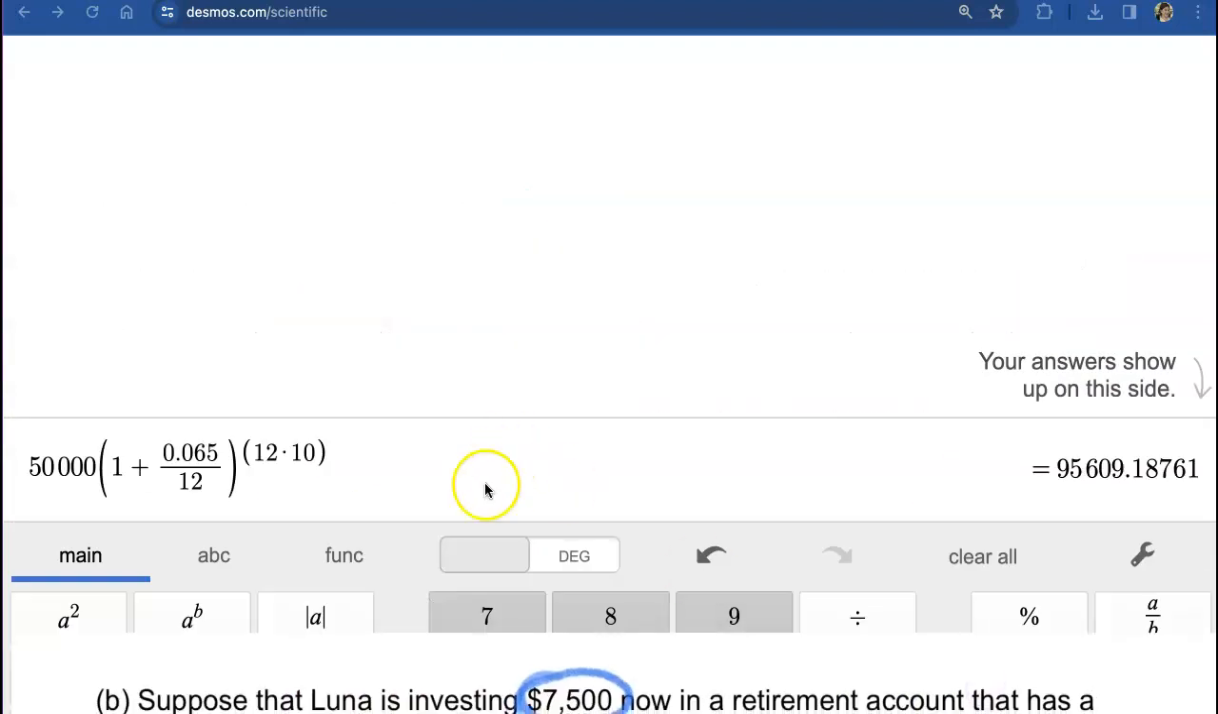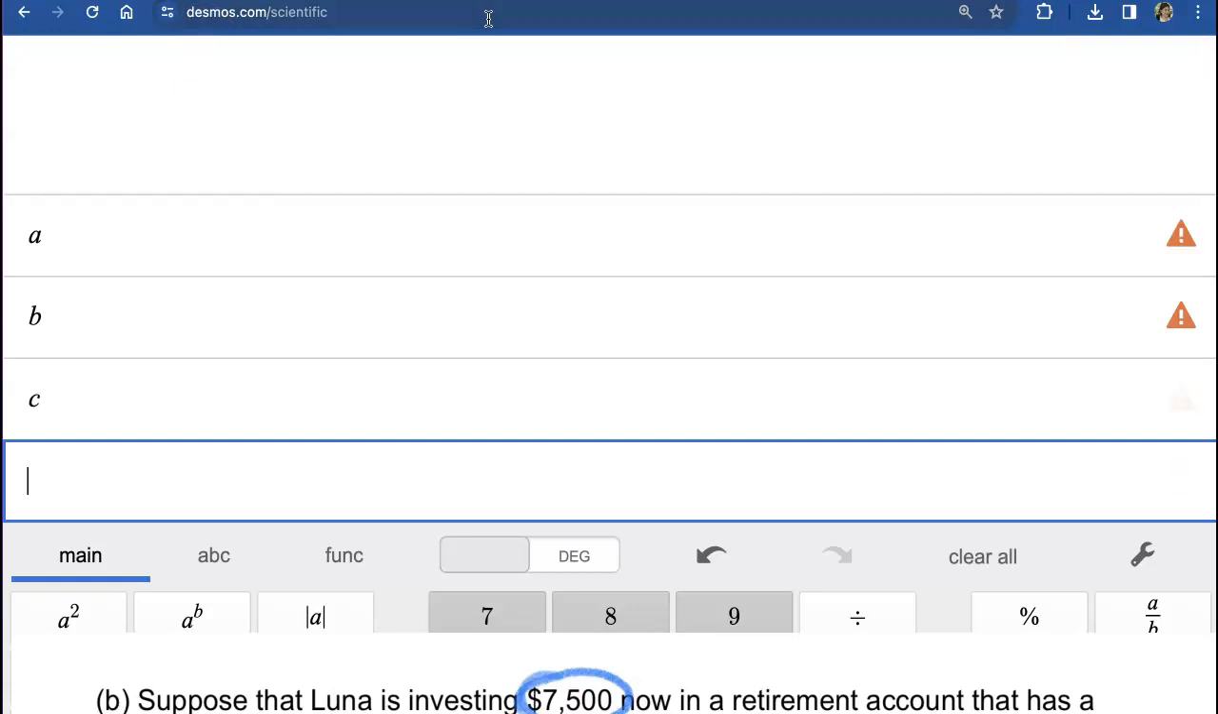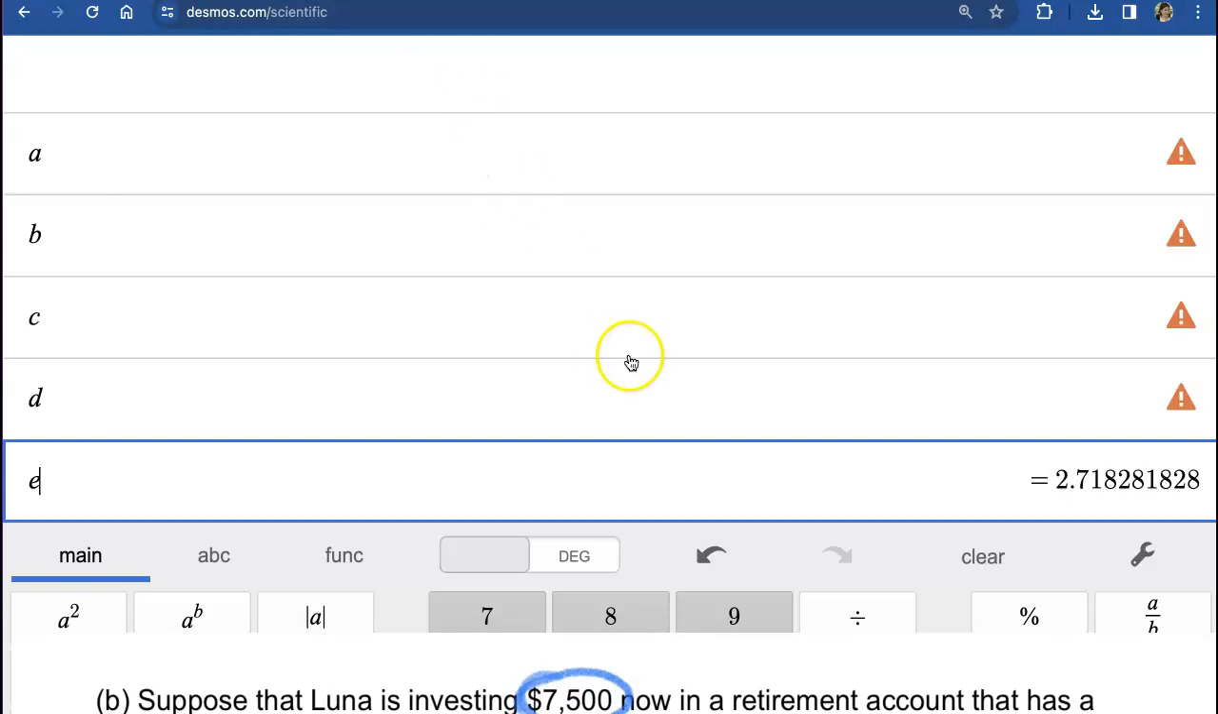Take a look. If I ask my calculator, hey, what's A? It's going to say, well, we don't know what you're talking about. What if I do B? They don't know what I'm talking about. C, they don't know. But here's the thing. If I type in the letter E, guess what? They know exactly what number we're talking about.